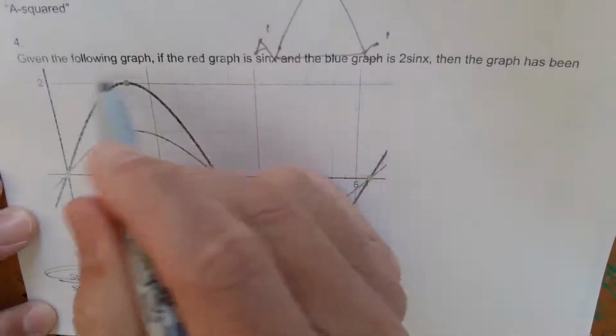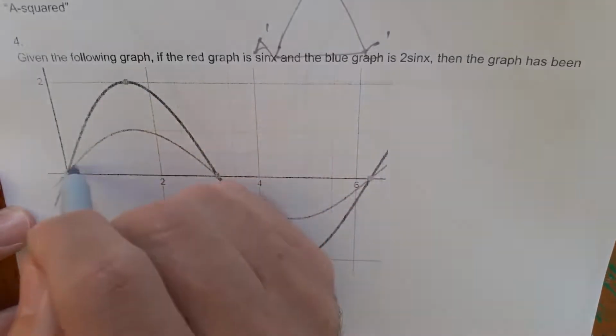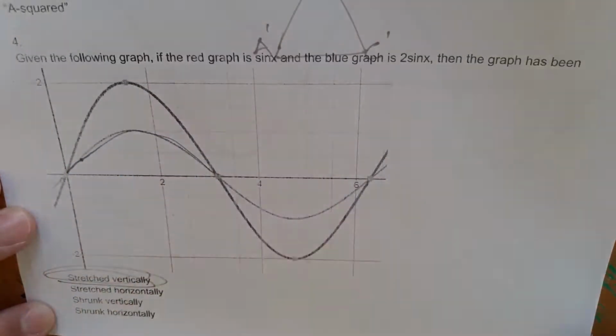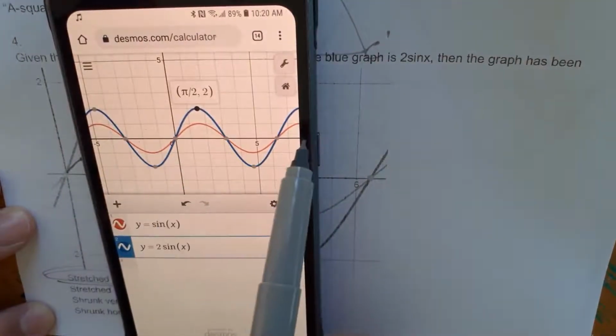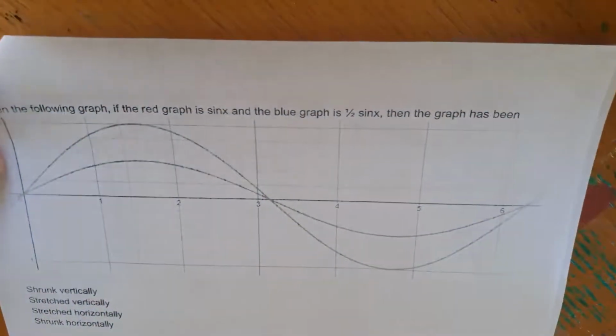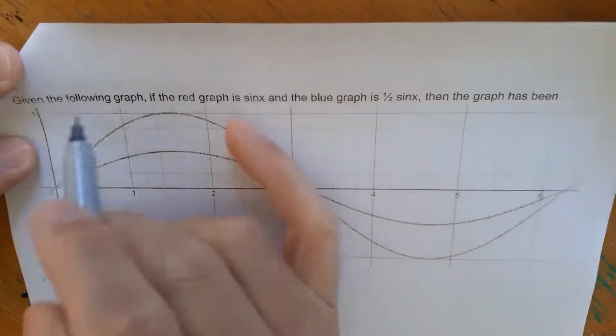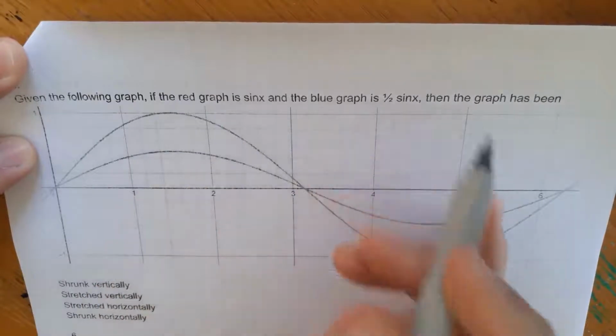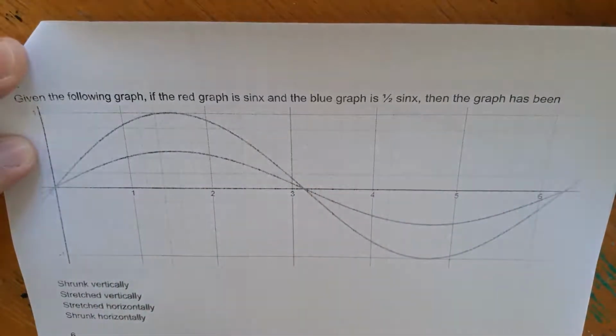And so that means that, if the red graph is sine, this must have been red, just like in our actual example here. The red was the first graph we did of sine, and the blue was the second of 2 sine. All right, and 2 sine stretched it vertically.